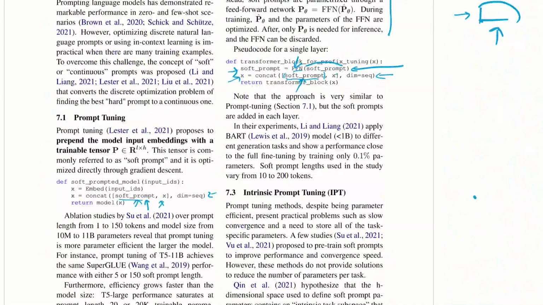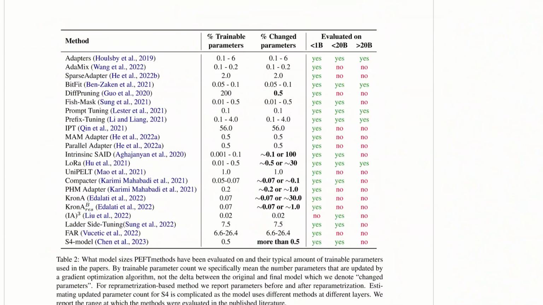Let me go up. Here, these are the number of trainable parameters, number of changed parameters, and what they were evaluated on. So pretty much everything has been evaluated on models sub 1 billion. And here you have these bigger models. There are significantly fewer that are evaluated. Let's maybe try to find some interesting ones. Let's say LoRA. Yeah, LoRA is one that has been evaluated on all sizes.